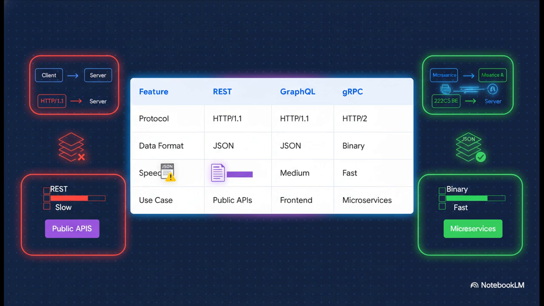And this difference maps perfectly to where you'd use them. REST is great for public APIs. GraphQL is perfect for flexible front ends. And gRPC is the king of high-speed internal microservice communication.